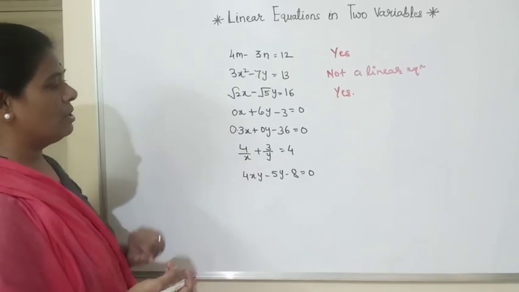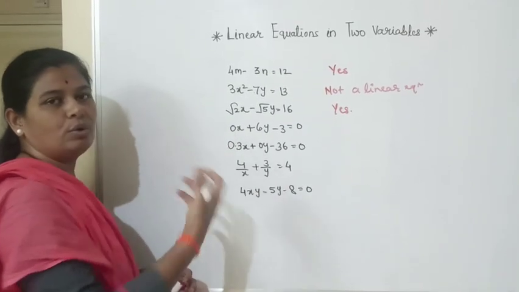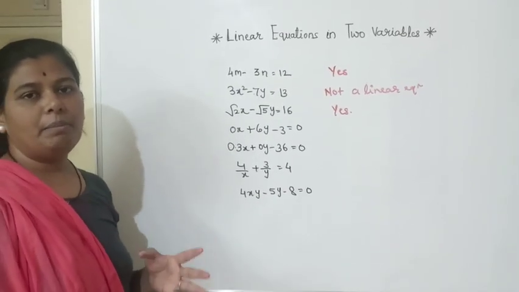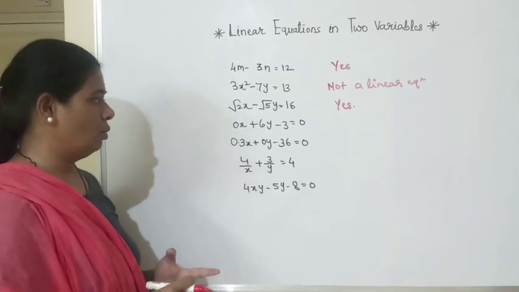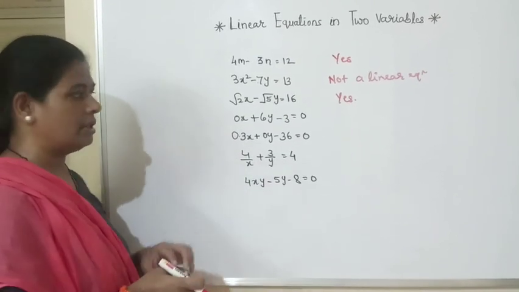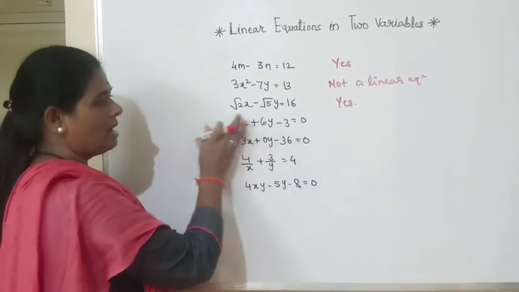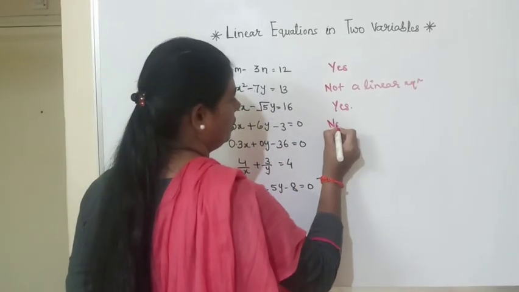Now next is 0x plus 6y minus 3 equal to 0. In this equation you are able to see that the value of a is 0, and as I told you in the beginning, a and b are real numbers, their value should not be 0. So here the value of a is 0. a ची व्हॅल्यू इथे काय दिसते, 0 दिसते. म्हणजे काय, हे इक्वेशन काय झालंय, इक्वेशन इन वन व्हेरिएबल. सो दिस इज नॉट अ लिनियर इक्वेशन.